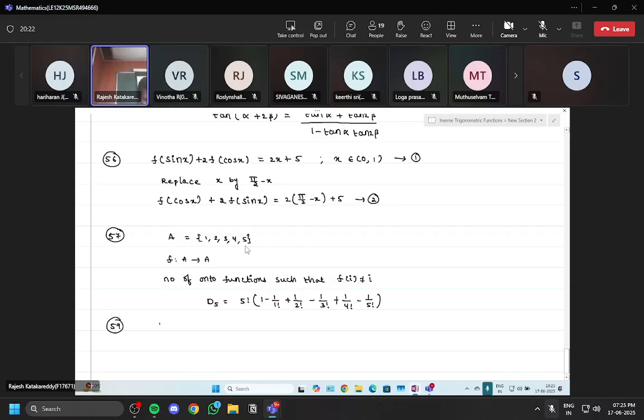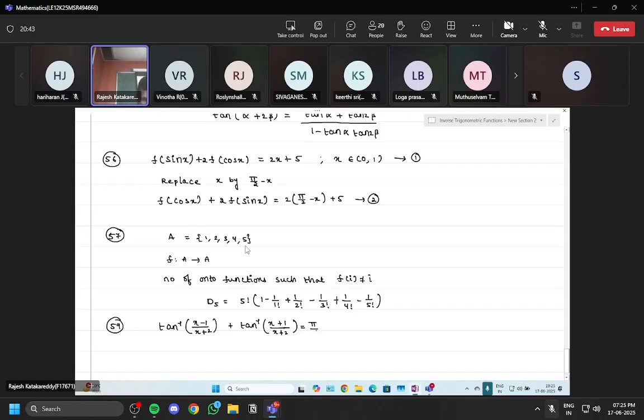We need to solve an inverse trigonometric equation, that is tan inverse of (x minus 1) by (x plus 2) plus tan inverse of (x plus 1) by (x plus 2) is equal to pi by 4.